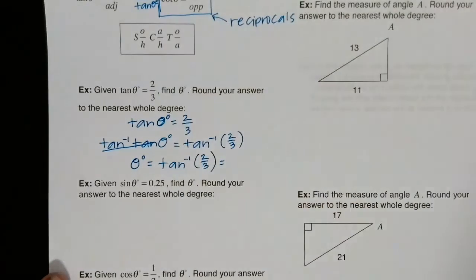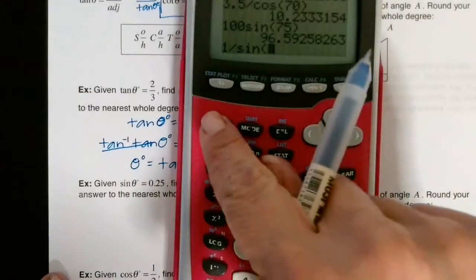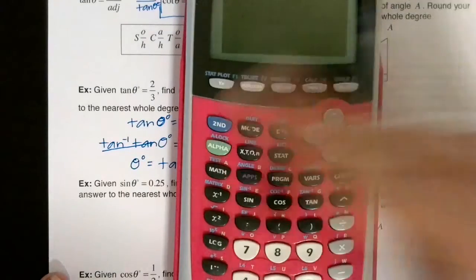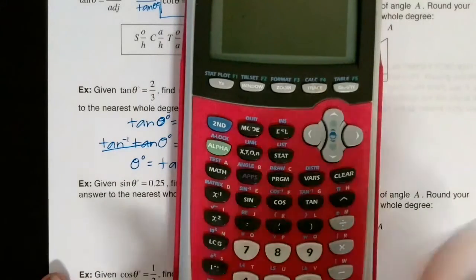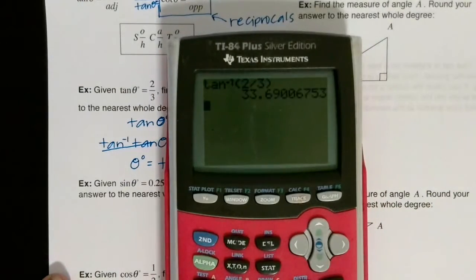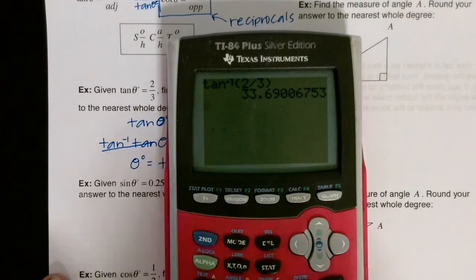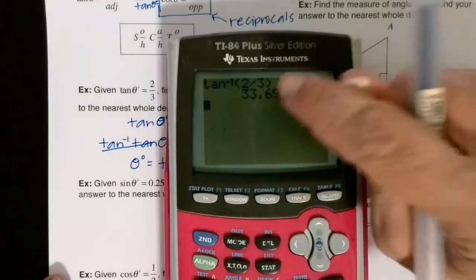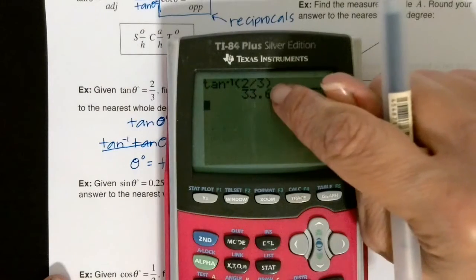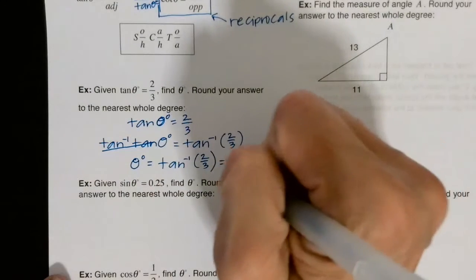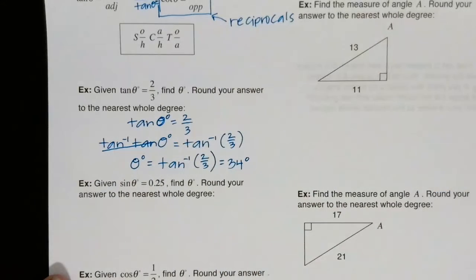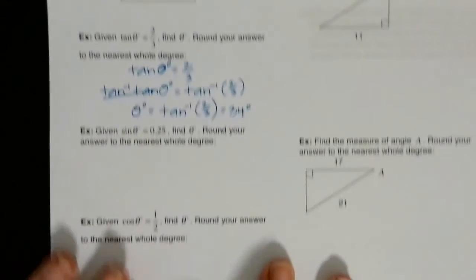And then into your calculator, you go second tangent of 2 divided by 3, or use the fraction option, and we get 33.69. This asks us to round to the nearest whole degree, so that's the ones place, so 6 is going to make that round up, so that's 34 degrees. Woohoo! Okay, let's try the next one.